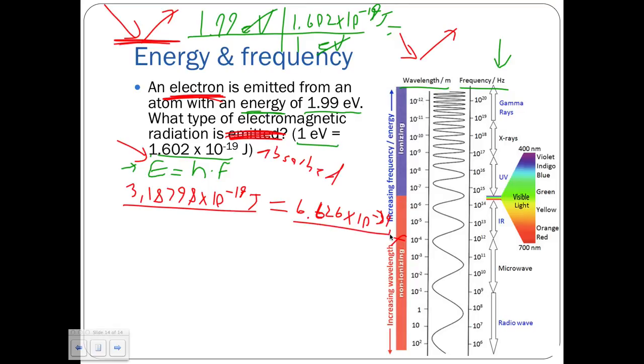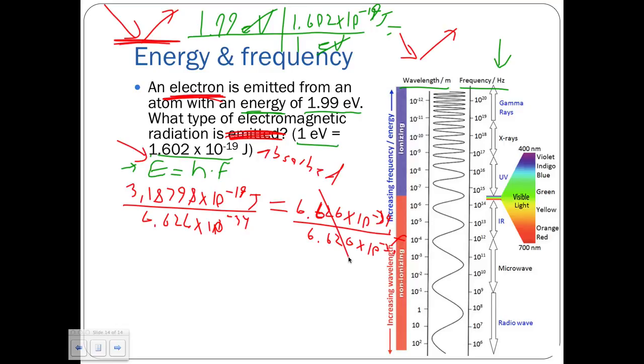We want to divide both sides by our Planck's constant, 6.626 times 10 to the negative 34th. Same thing here, 6.626 times 10 to the negative 34th. And so that should cancel our Planck's constants over here, and we should be able to find our frequency. So 3.18798 times 10 to the negative 19th divided by 6.626 times 10 to the negative 34th. And that gives us 4.811 times 10 to the 14th.